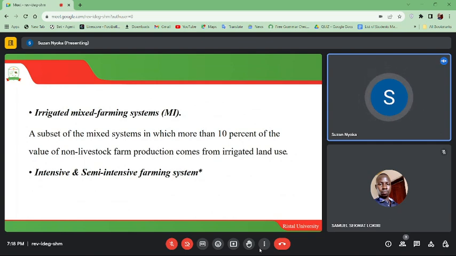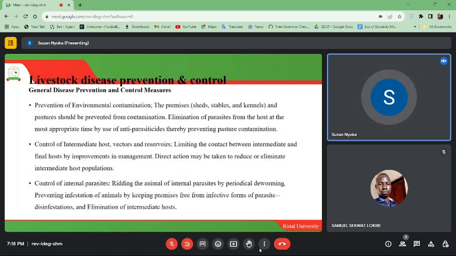And then we have the intensive and semi-intensive farming system that we are going to look at in the next session. Livestock disease prevention and control, general disease prevention and control measures.